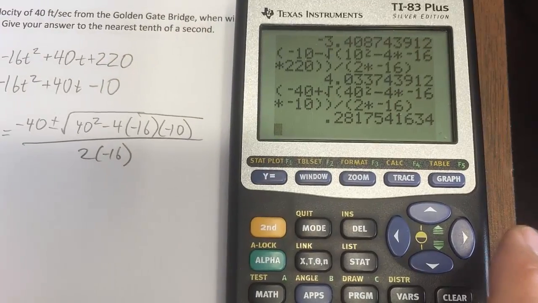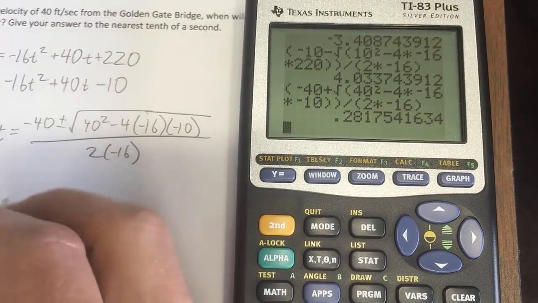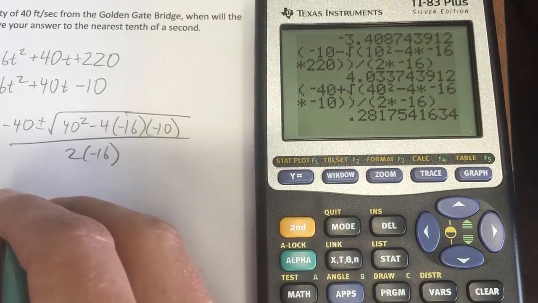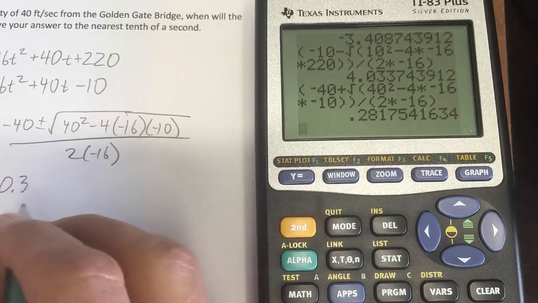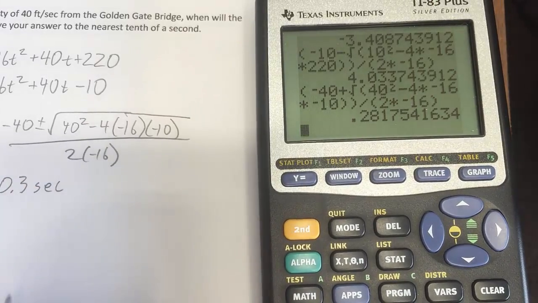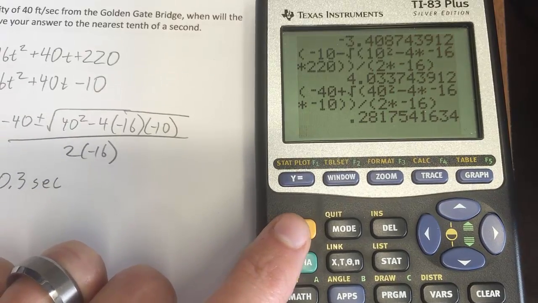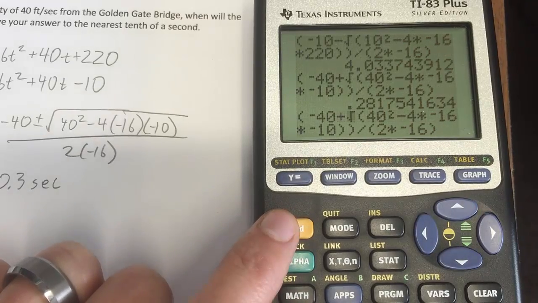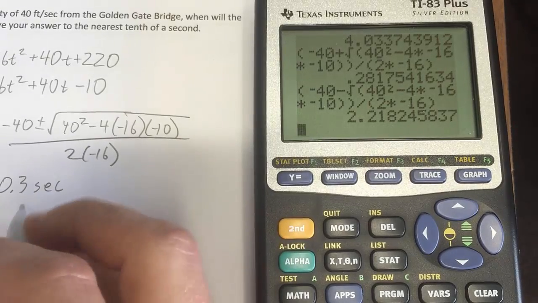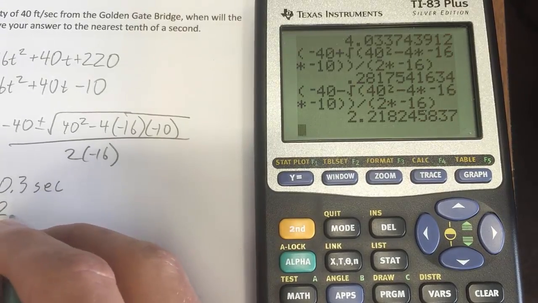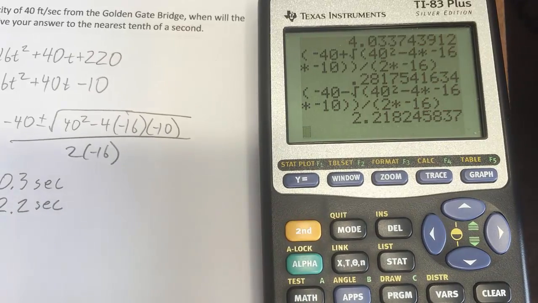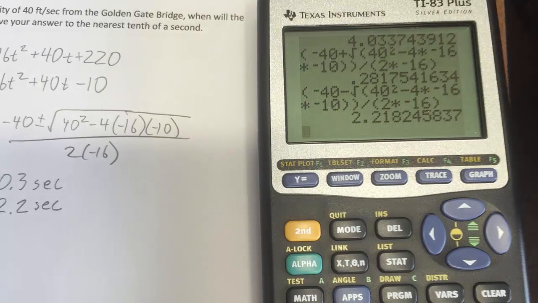Okay, so answer, well, notice this is a very small number. So after 3/10 of a second, it will be 10 feet higher than the base of the bridge. But we can also have an answer as follows. I'll go back to that. Make that a negative. Also, notice that it goes up and it comes back down after 2.2 seconds to a height only 10 feet higher than the top of the bridge. There you have it.